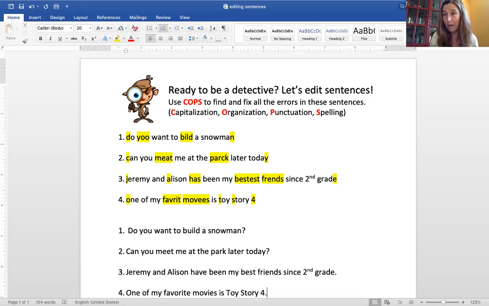So wherever you are is okay. And actually, it's a really good habit to get into because as writers, we all need someone to go through our writing and help us find and fix all of those errors. So what better way to do it than to become a language detective yourself?